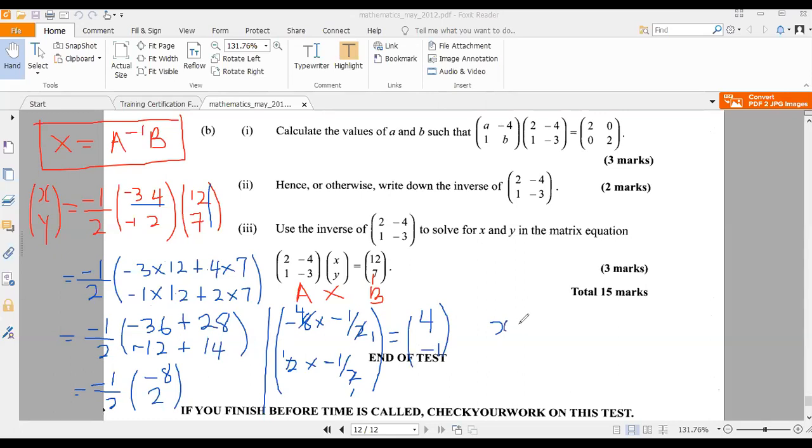All right. So in other words, here, we are going to say that my x value is equal to 4, right? And my y value is equal to what? Negative what? 1. Negative 1, right? And this is my what? Answer.